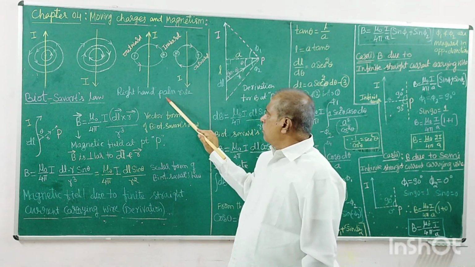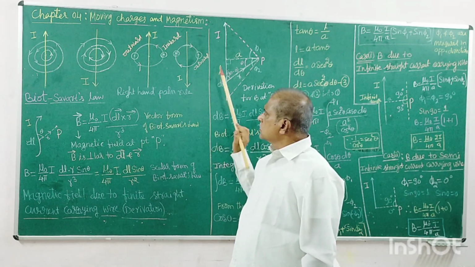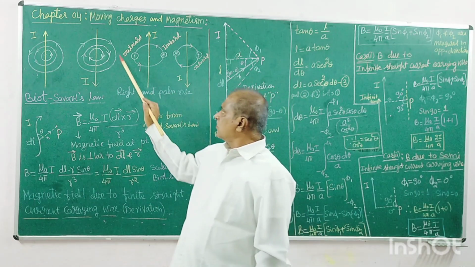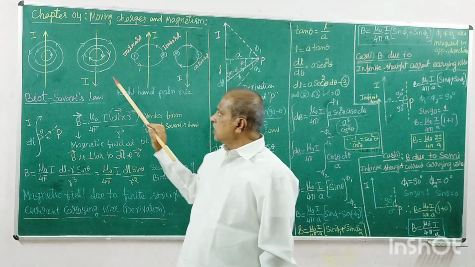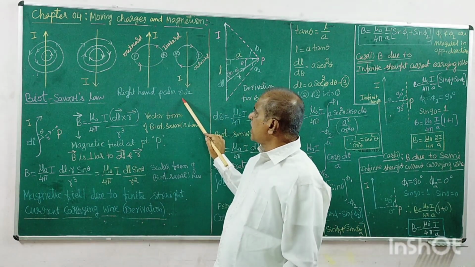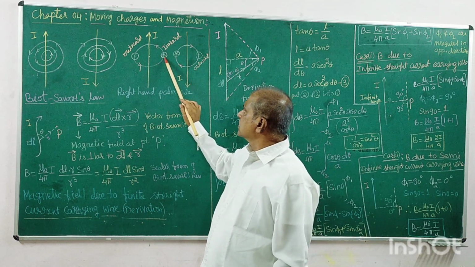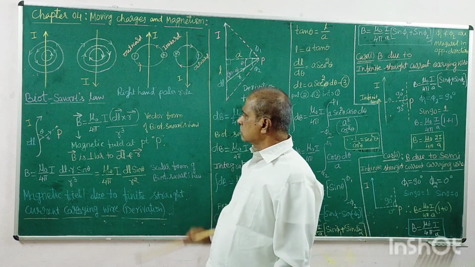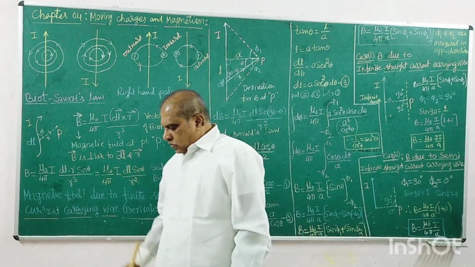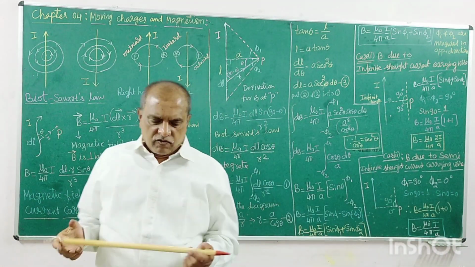The right hand palm rule gives the direction of the magnetic lines of force and also the direction of the magnetic field at any point in the space around the conductor. This is about the direction of the magnetic field.